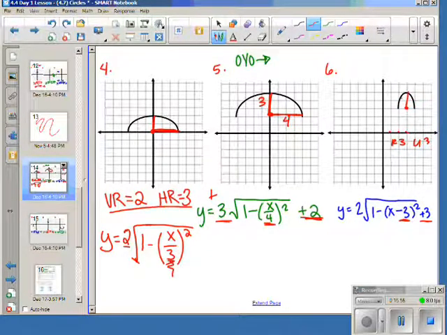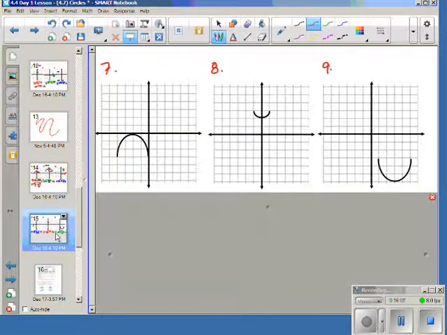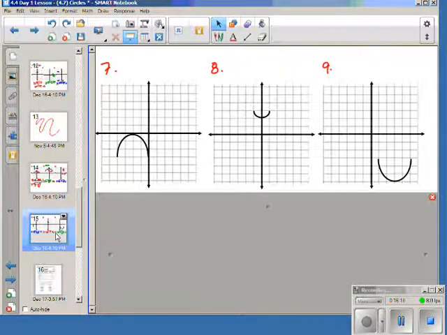I notice my vertical radius is 2. My horizontal radius is 1. The 2 goes outside. Now if you really wanted to, you could put this over 1. We don't need that because 1 is just the standard parent function. So we're going to erase that. All right? So try the last 3 on your own. Notice we have some facing down, some facing up.